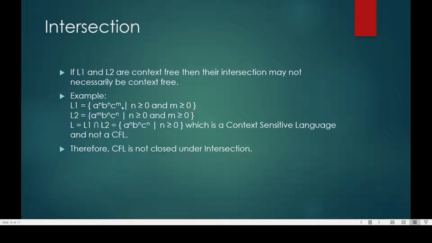L1 is AⁿBⁿCᵐ, n greater than equal to 0, m greater than equal to 0. L2 is AᵐBⁿCⁿ, n greater than equal to 0, m greater than equal to 0. L equal to L1 intersection L2. The intersection of these two languages would be AⁿBⁿCⁿ, where n is greater than equal to 0, which is a context-sensitive language and not a CFL, because here we have to make two comparisons instead of just one. So we'll say that CFL is not closed under intersection.